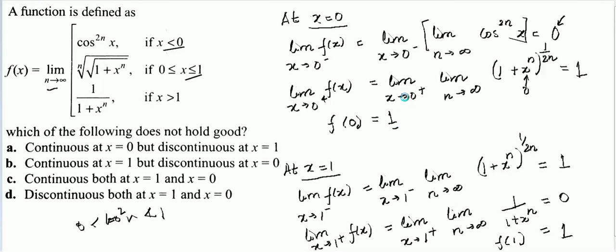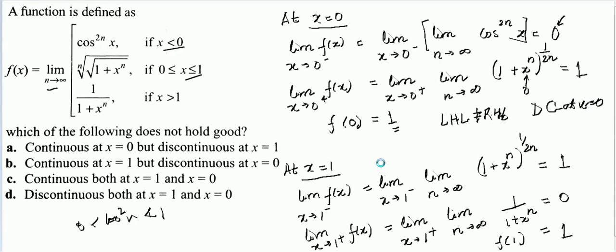So as you can see, the left hand limit does not match with the right hand limit. So LHL at 0 does not match with the RHL at 0, and hence the function will be discontinuous at 0, at x equal to 0.